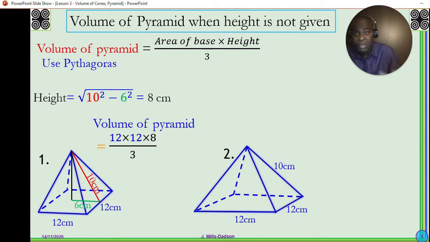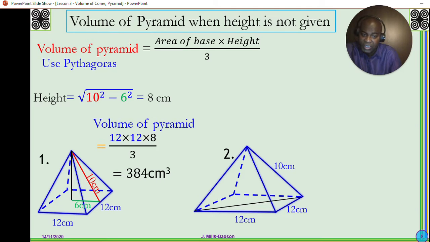So therefore go back to the formula. Area of base is 12 times 12, times the height. Height is 8, and divide by 3. So it's 384 cm cubed. So you use Pythagoras to find out the height first before you use the formula. Let's look at question 2.